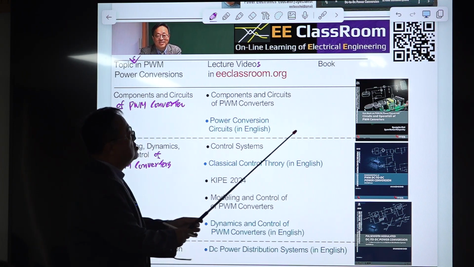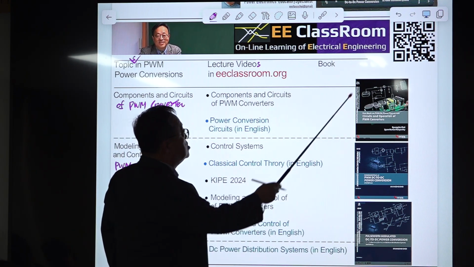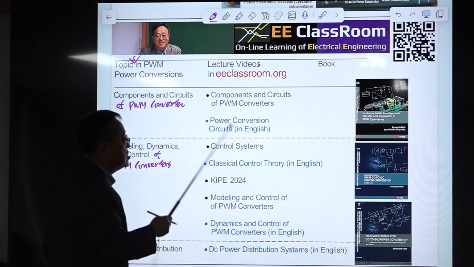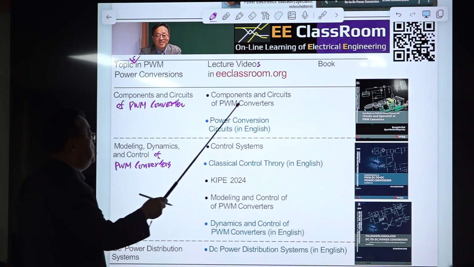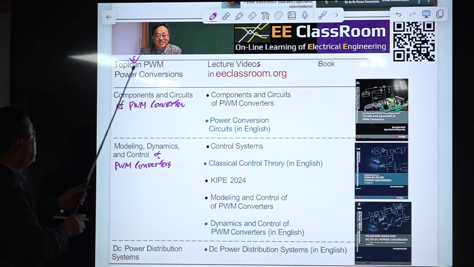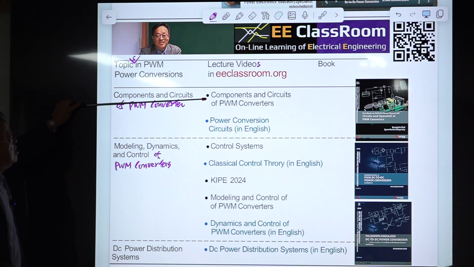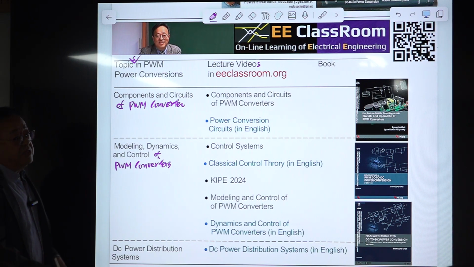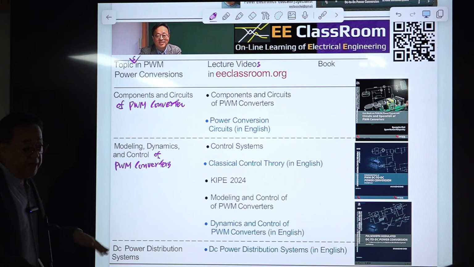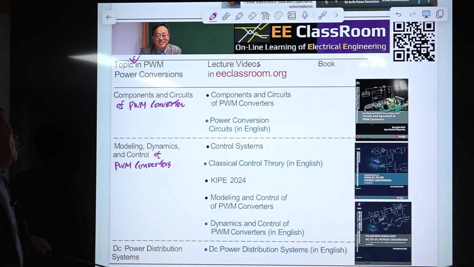And this is the book I wrote for this. This book is fully dedicated to this. If you are interested in this part, you can buy this book and study the videos of these lectures. And this one is just the components and circuit topologies of PWM converters. This is the circuit analysis and study of the electrical properties of semiconductor diodes, switches, MOSFETs, and the circuit behavior of inductance, capacitance and transformers, not ideal transformers, practical transformers.